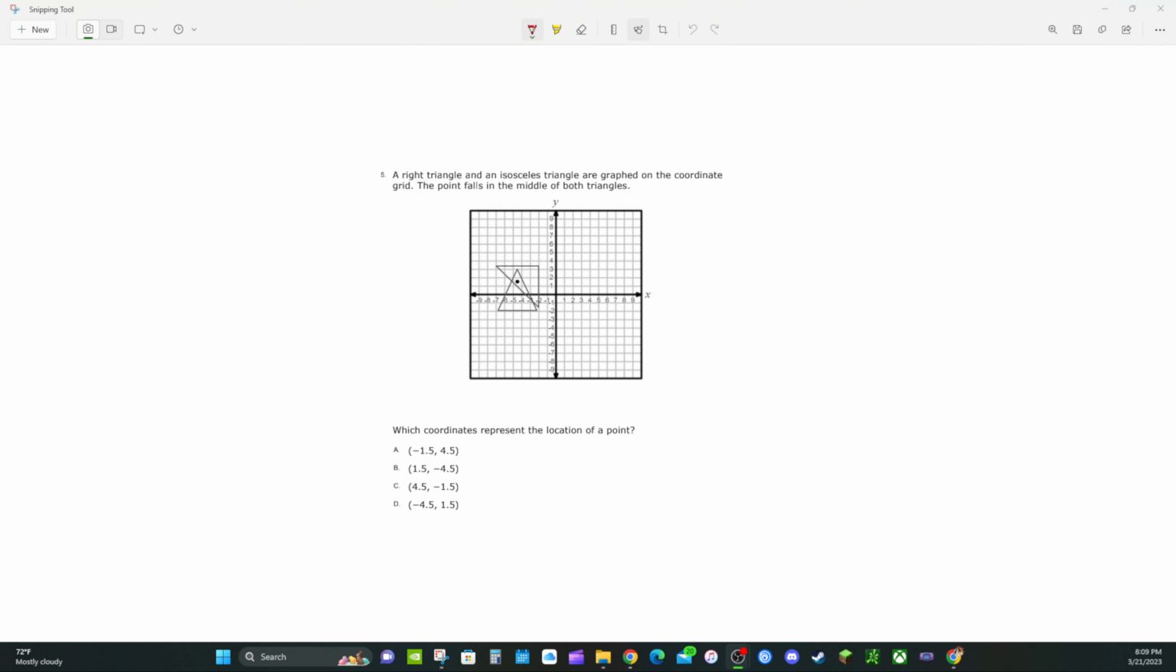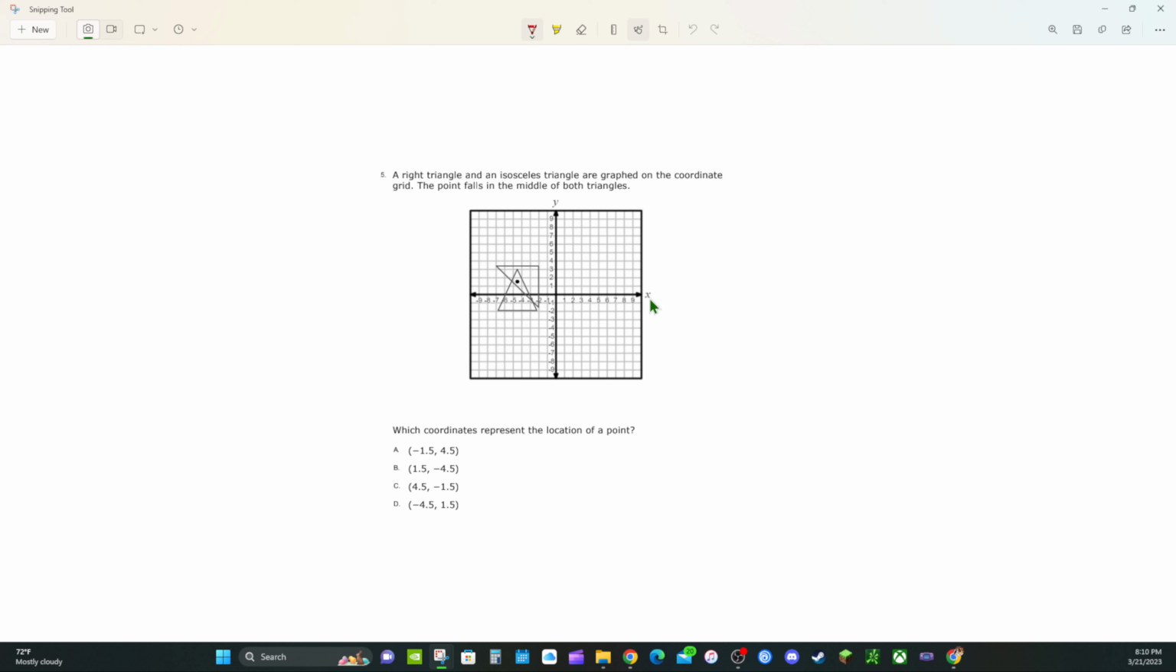All right. Question number 5 says a right triangle and an isosceles triangle are graphed on the coordinate grid. The point falls in the middle of both triangles. Okay, so you see that you have a point right there, and it says which coordinates represent the location of a point. So before you do this, there's some things that you need to know.